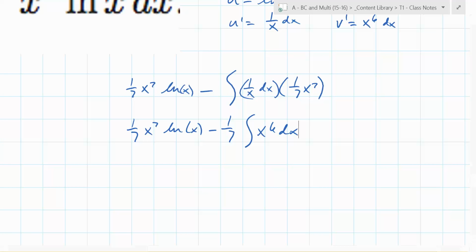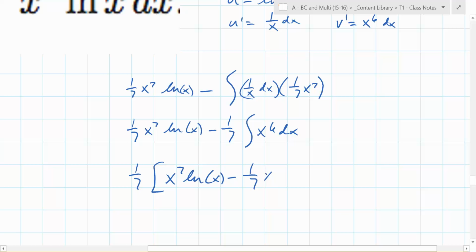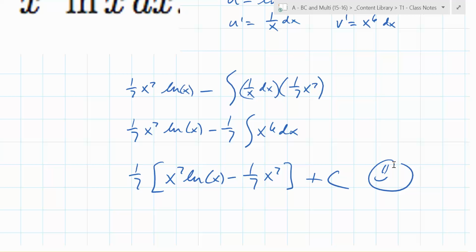Is that correct? So what do we end up with here? 1/7 times x to the 7th ln of x minus what? Like this? Yay! Did that work? I pulled the 1/7th out, but then when you integrate, you get another x to the 7th, right? Yeah. Can I pull out the x to the 7th, you mean? Yeah. Are there different ways we could write this? Yes. Is that okay? Yes.